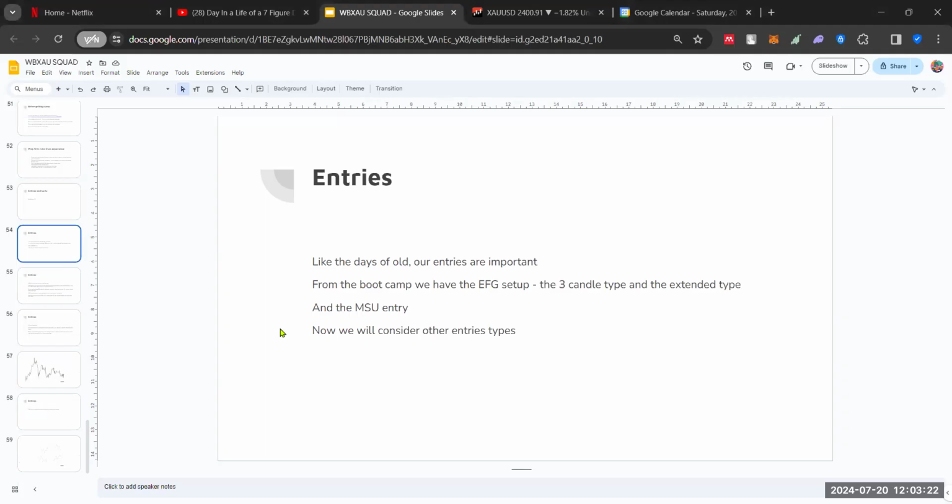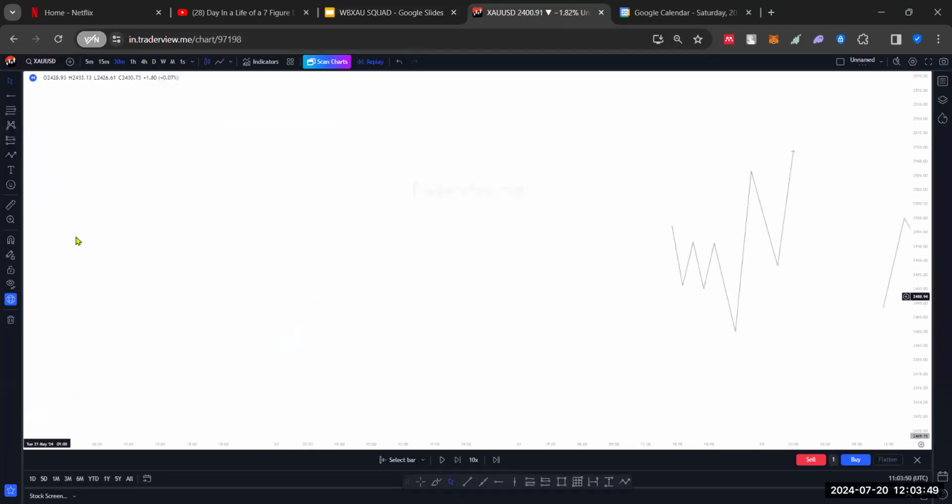From the last bootcamp, we had two entries in particular that were mentioned. The first one was the EFG setup, the engulfing field setup. For that, we have the three candle type and the extended type. So we saw examples of the EFG setup. Let me show you examples.